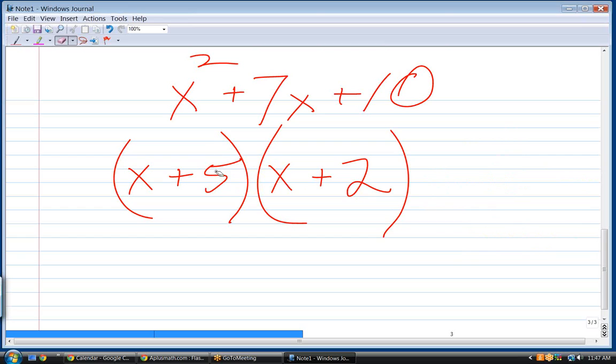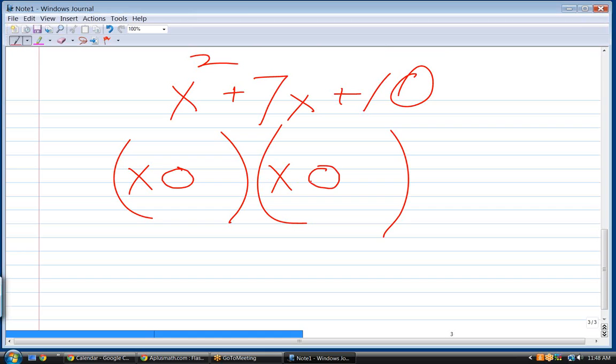Now, how do we do it? Let's go through all the steps here. As I said, the first step is to break up the x squared. You can only get x squared by multiplying x times x. So that's step one, and that's pretty simple. Step two is to determine what both signs are going to be.